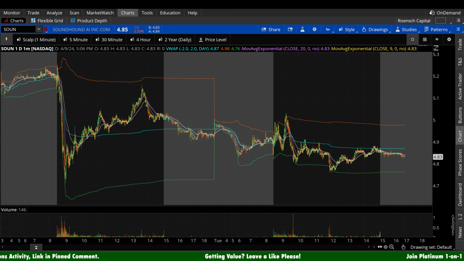Today we're taking a look at SoundHound AI stock, ticker symbol SOUN, on a variety of time frames in anticipation of the next trading day, Wednesday, April 10th. Okay, guys, SoundHound stock today down 15 cents a share. That's minus 3% on the dot. Essentially flat here after hours.